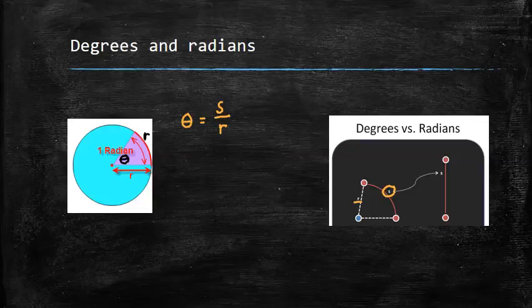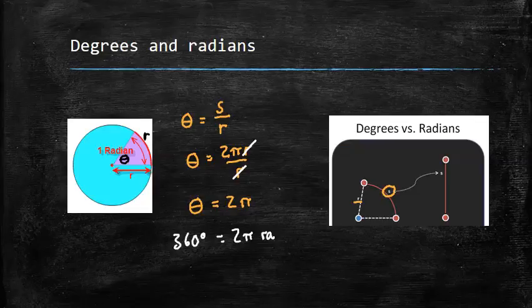If we consider the arc length to be the circumference, which of course is 2 pi r, then our expression becomes 2 pi r divided by r. The r's of course will cancel there, which is going to give us an expression of 2 pi. So what that means here is that 360 degrees is equal to 2 pi radians.